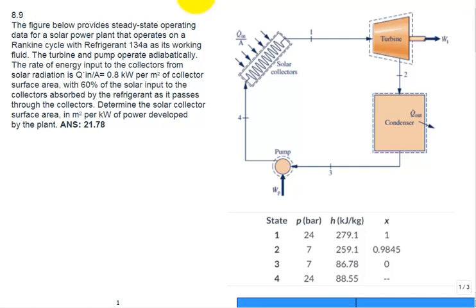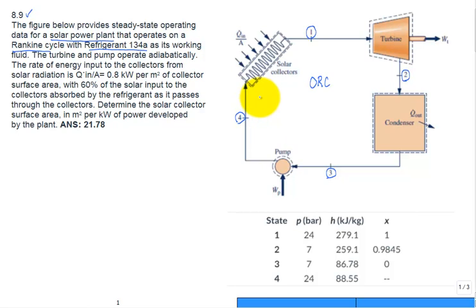Alright, so let's take a look at this problem. This problem is 8.9 out of our textbook, and it reads, the figure below provides steady-state operating data for a solar power plant that operates on a Rankine cycle with refrigerant 134A. So this would be like an organic Rankine cycle, because you're using a refrigerant that has carbon in it, like refrigerant 134A. Okay. So that's the working fluid, and they label states 1, 2, 3, and 4.